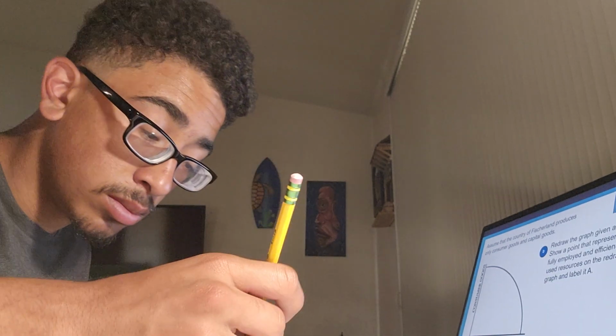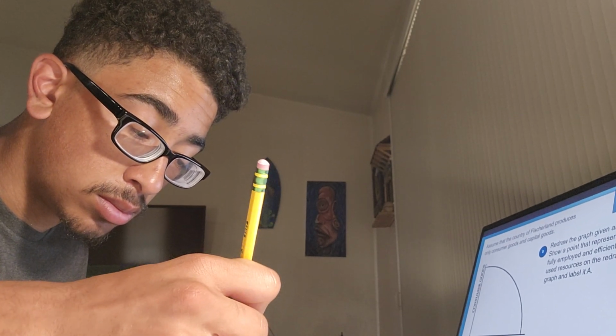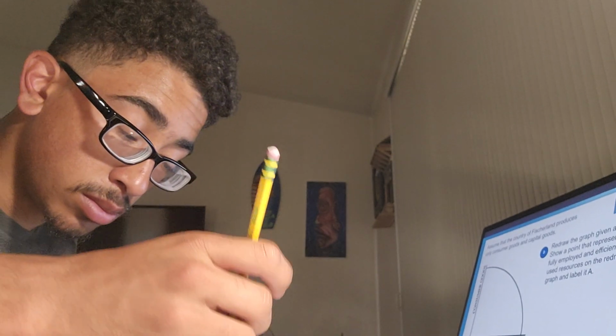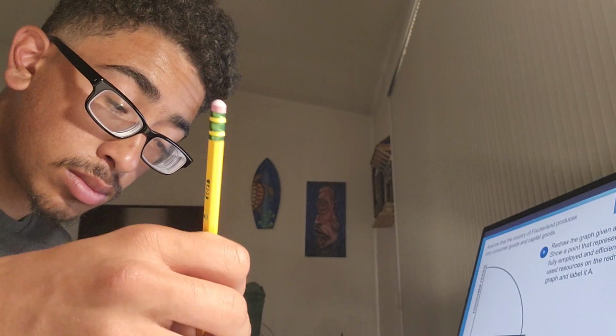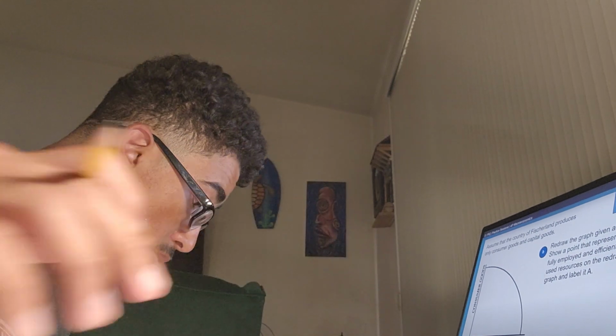Part B, redraw the graph given above. Yes, it is possible that you would have to redraw the graph that you were given in the question. Show a point that represents fully employed and efficiently used resources on the redrawn graph and label it A. So we have our graph, we've drawn our graph, it's properly labeled. Remember to ace your graph.